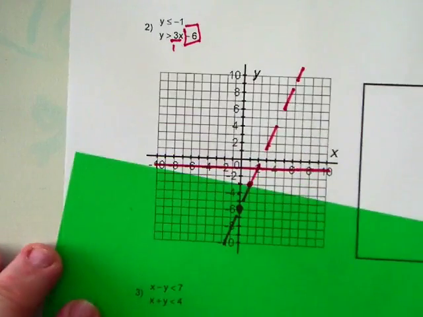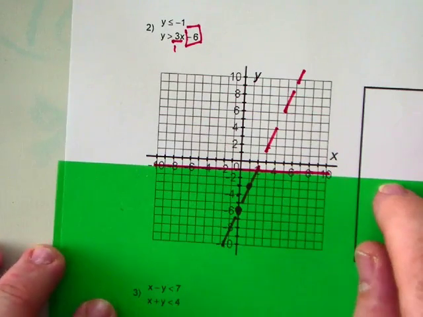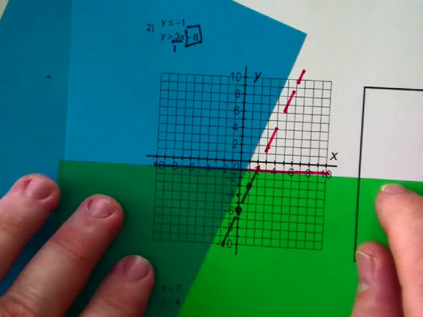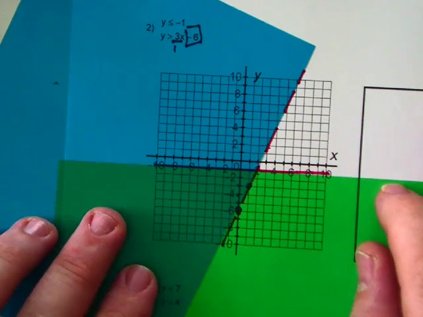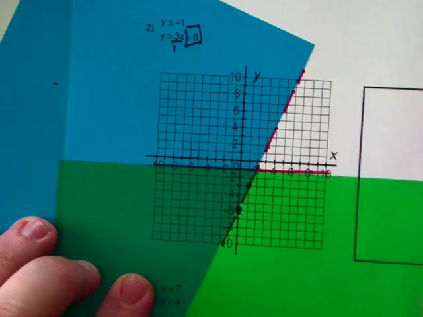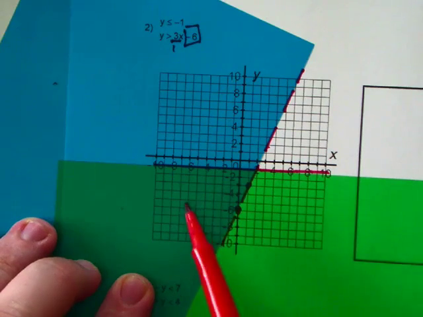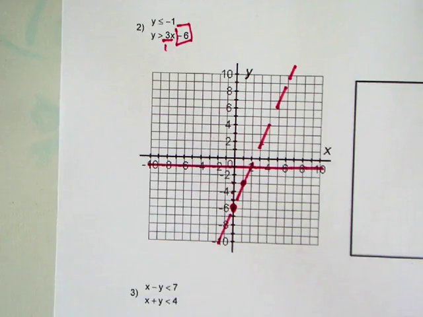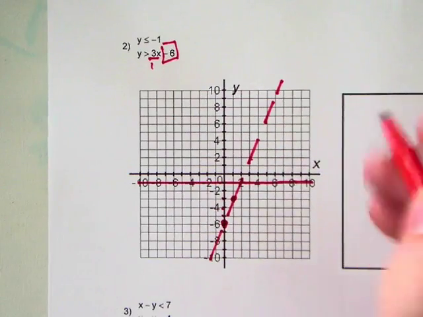So now we have everything below that line, and greater than means everything above that line. So we look for where the two overlap. And we see right in this corner right here is where they overlap. Now if you don't have the fancy color films, here's what you do.